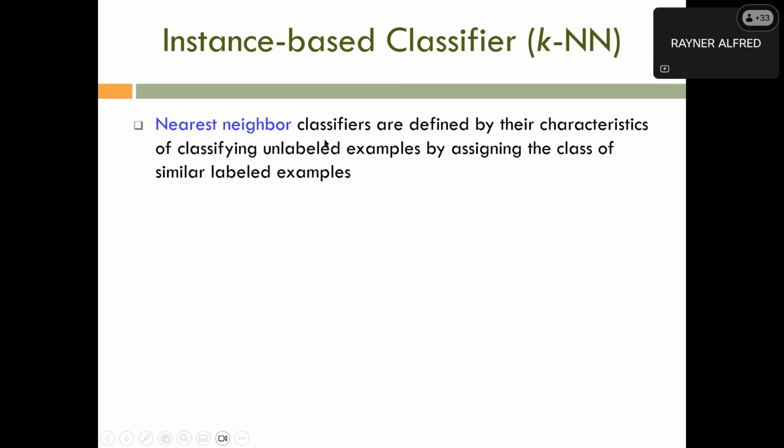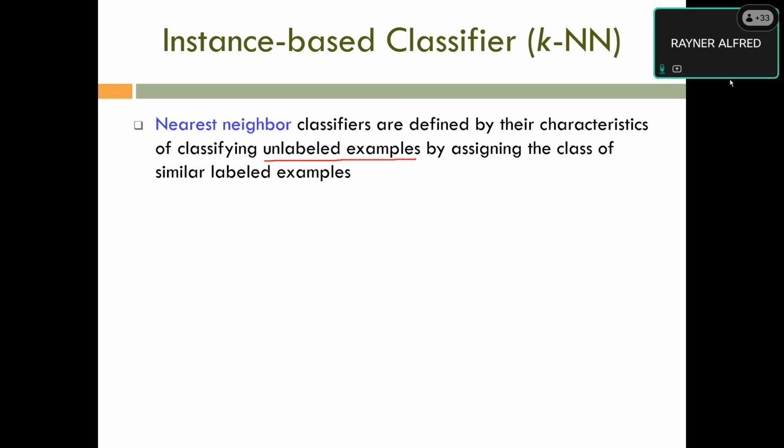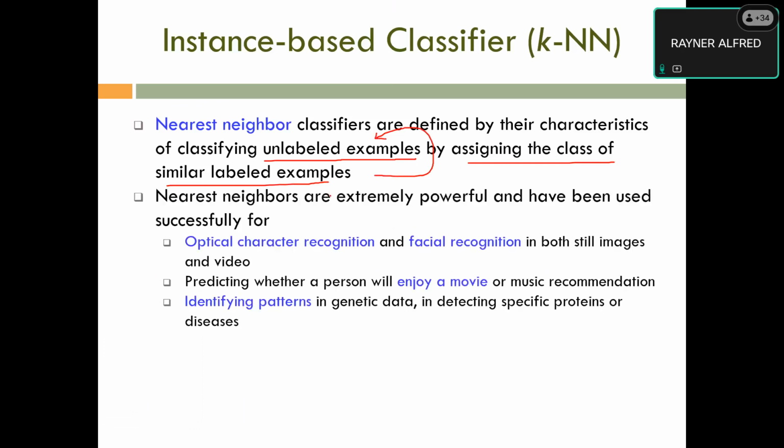Nearest neighbor classifiers are defined by their characteristic of classifying unlabeled examples. The unlabeled example is the new unseen instance that we have. In nearest neighbor, we will assign the class of the similar labeled example to this unseen instance.